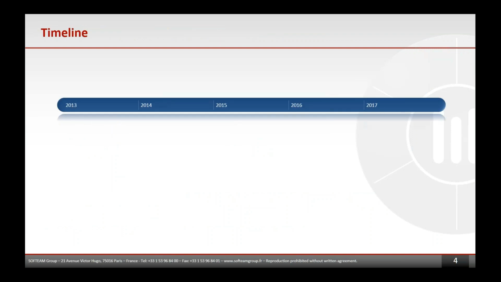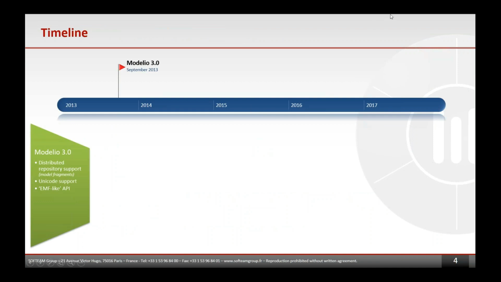Let's do a recap of the different evolutions of Modelio over time. We'll start not from the very beginning, which is 1990, but from 2013, when Modelio 3.0 was launched. At this time, Modelio already had distributed repository support with the notion of model fragments, which are autonomous model databases that can be distributed around the web.